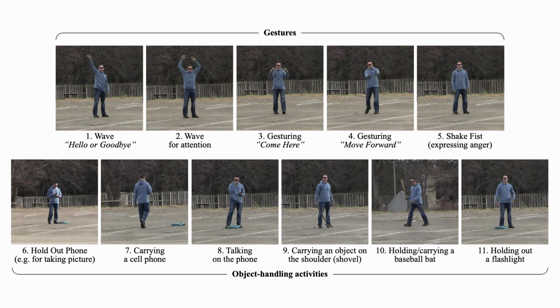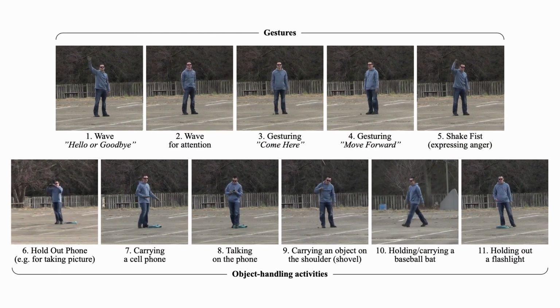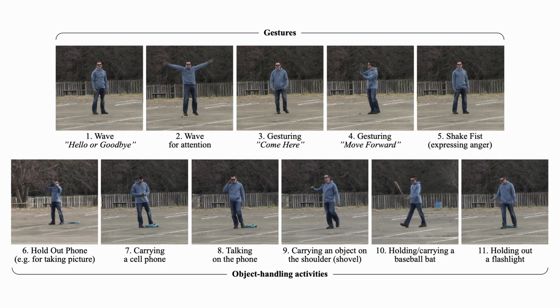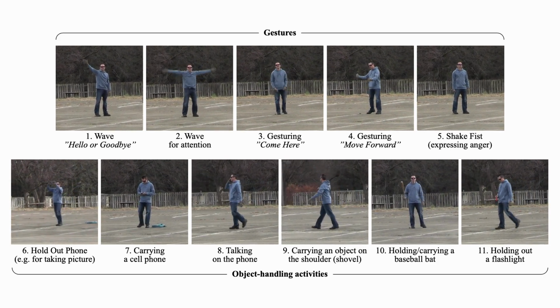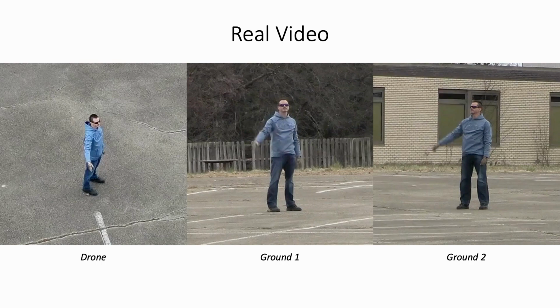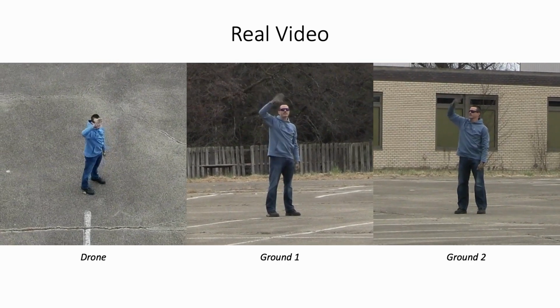We have 11 activities in our dataset. The first 5 are everyday gestures. The remaining 6 actions are compound actions, which involve object handling. We collected data from 1 drone camera and 2 ground-level cameras from 24 subjects.